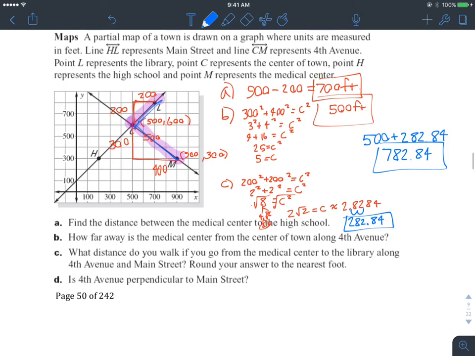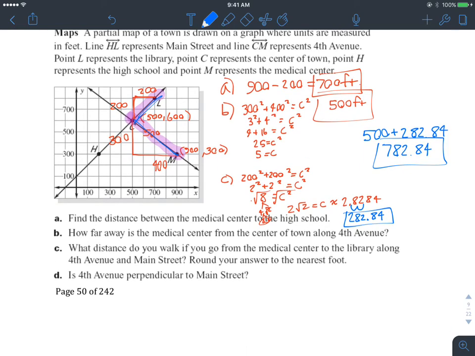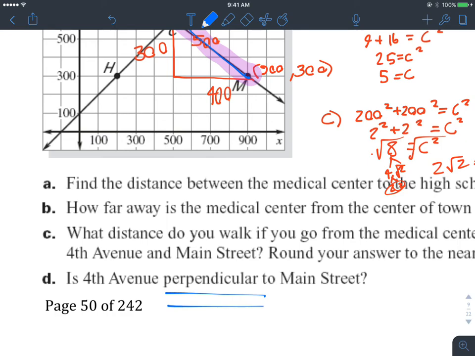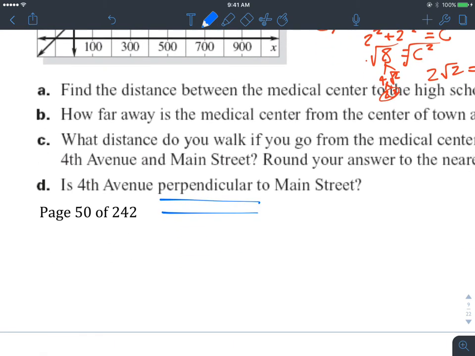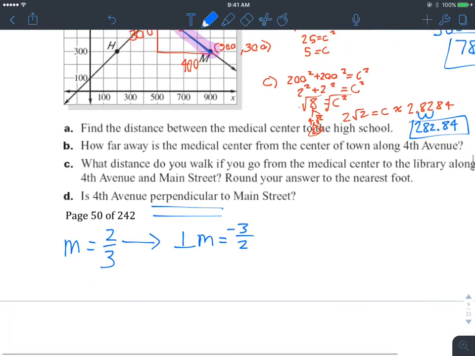All right, the next one is: is 4th Avenue perpendicular to Main Street? To test if something is perpendicular, we get into the next unit. We want to check the slopes. As an example, you could have a slope of 2/3, and a perpendicular slope would be, and you learned this in Algebra 1, you need to flip your fraction, so 3/2, but then it needs to be going in the opposite direction, so it needs to be going down. So they need to be opposite reciprocals for the slope.